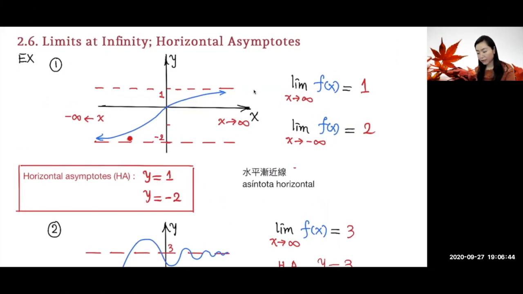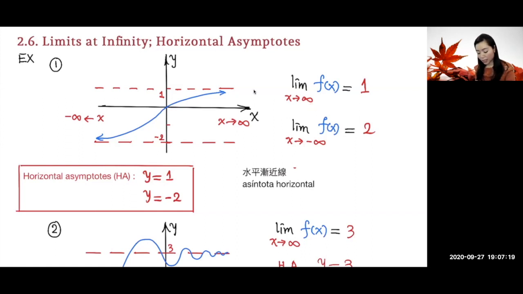So here's a graph for this function f. As we can see here, as x approaches infinity, the y value, the function value, is approaching 1, getting closer and closer to 1. So we say that the limit of this function f is 1 as x approaches positive infinity.